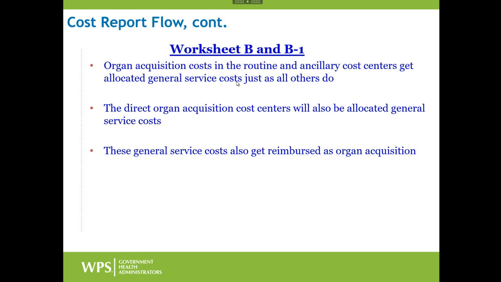So now we get to worksheet B and B-1. Again, any of those costs that are in those routine and ancillary cost centers or the direct organ acquisition cost centers, they need to be allocated general service costs, administrative and general, capital, any of those types of things. For the direct organ acquisition costs, and actually let me back up, for any of the costs that are ultimately determined to be organ acquisition related, those general service overhead costs are going to generate reimbursement.